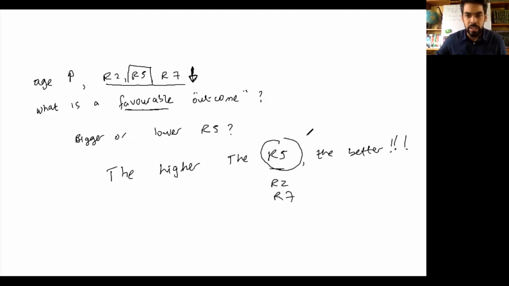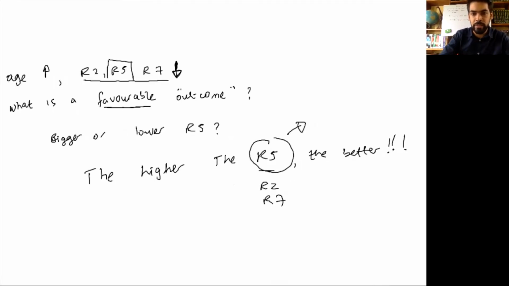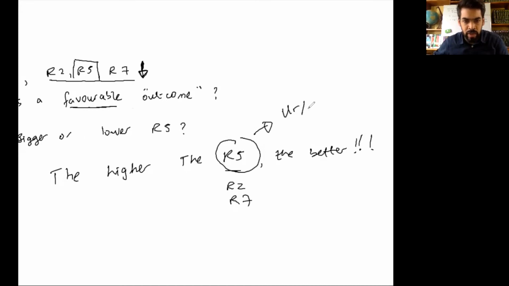And also, it is worth noting that R5 is the same thing as UR divided by UE. Okay, it's the same thing. The equivalent in terms of the original parameters is UR divided by UE.